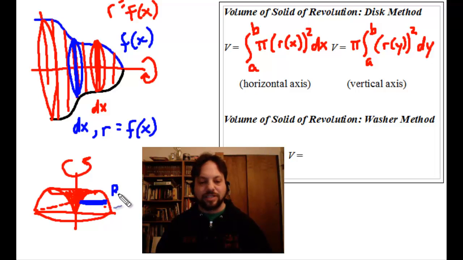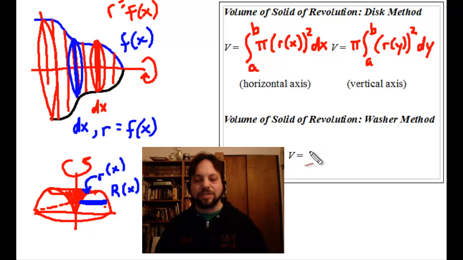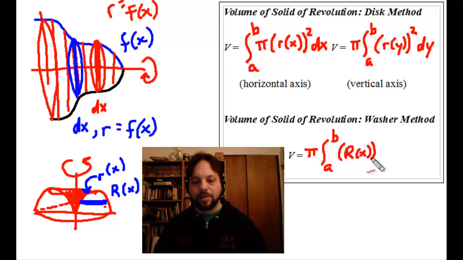Well, if that happens, our disks are not going to go all the way to the axis of revolution. Rather, what we'll have is this capital R radius, which is the outside function, and this little r radius, which is the inside function. And so what we'll have in that particular case is pi integral from a to b of the outer radius squared minus the inner radius squared. And that one I should call little r of x.